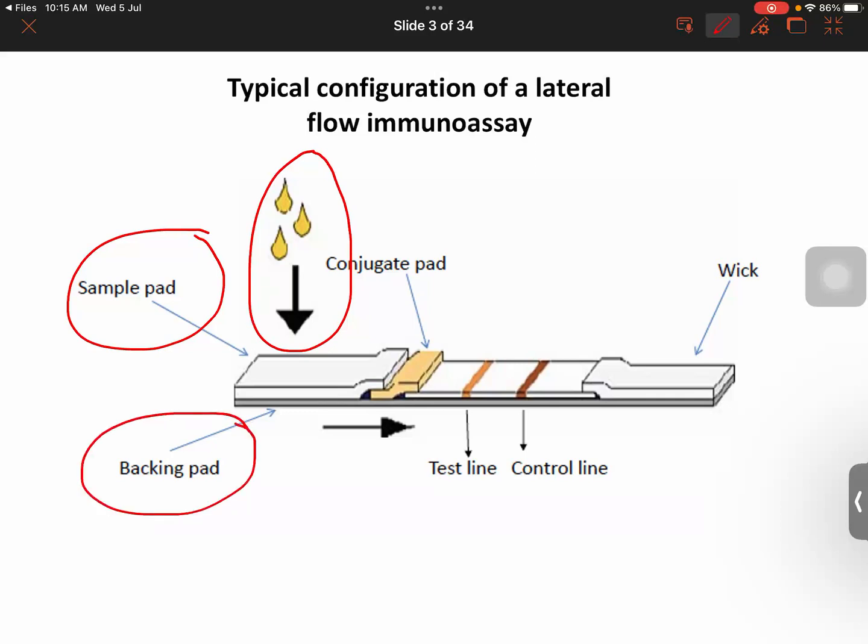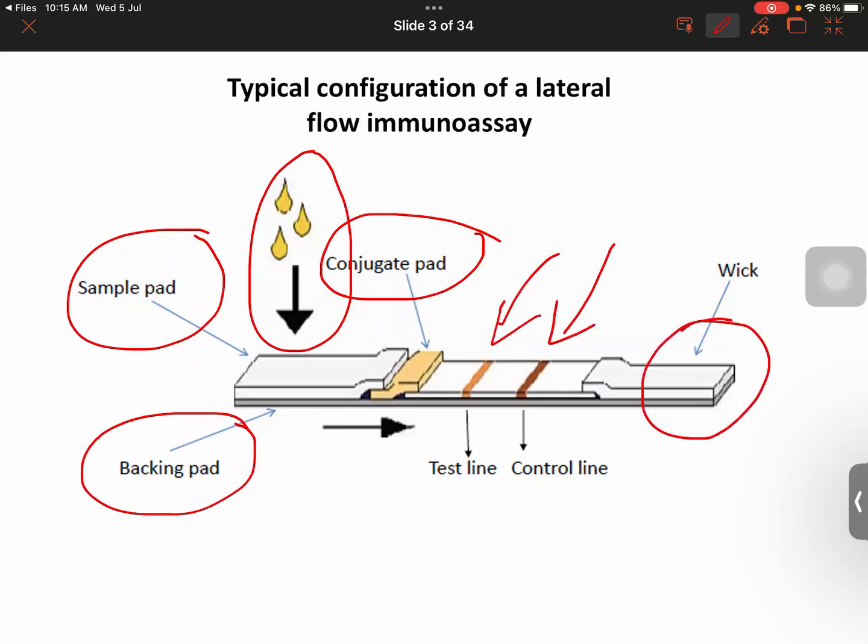And sometimes we call it backing pad, sometimes we call it wicking pad. There are many names for the backing pad. And the conjugate pad is where we put the conjugated nanoparticles, okay? And of course, we have the test line and control line. And this is the last part, which absorbs the excess fluid moving from here to here. Okay, so this is the basic structure.